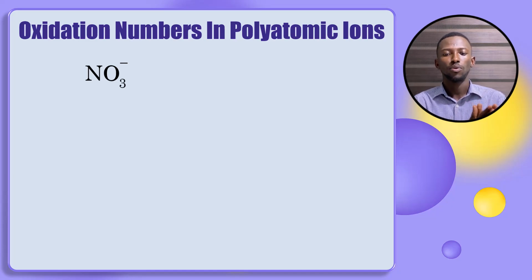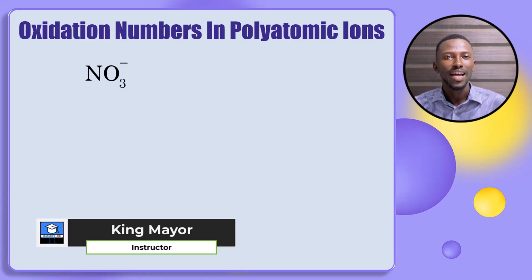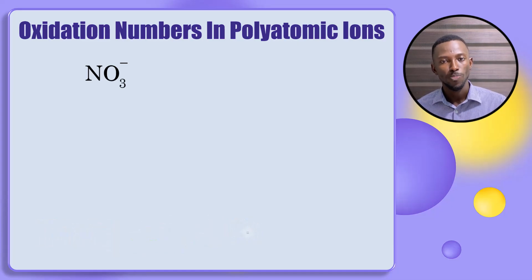Oxidation numbers in polyatomic ions, that is ions that are made up of 2 or more atoms. So what is the oxidation number of nitrogen in NO3 minus? The good news is we already know the oxidation number of oxygen to be -2.